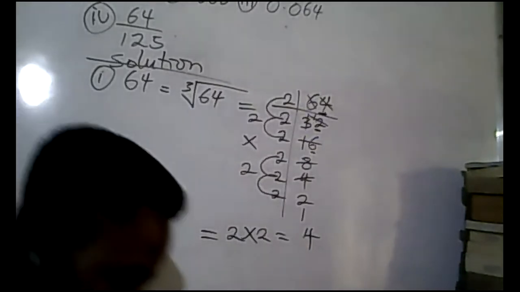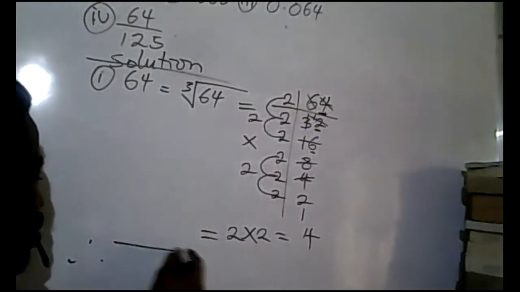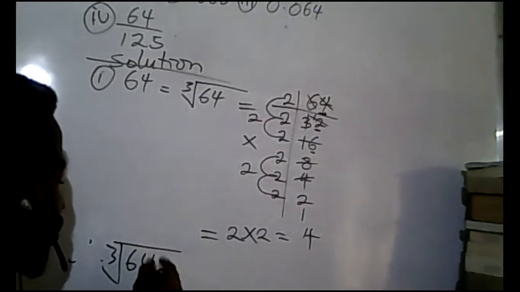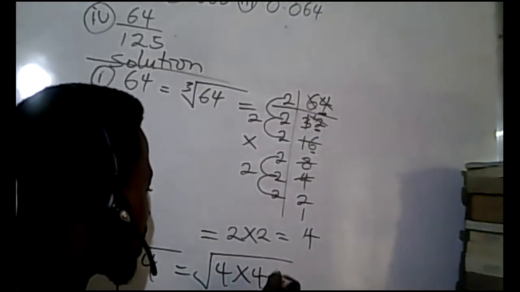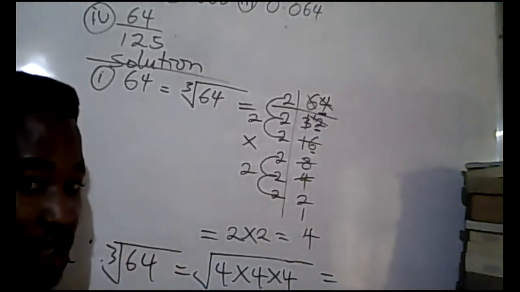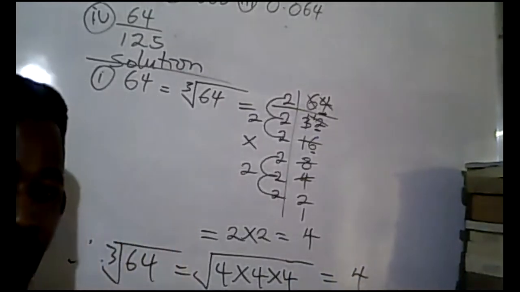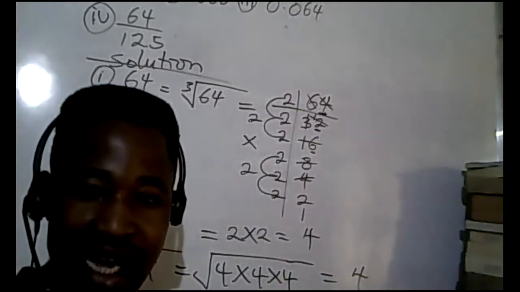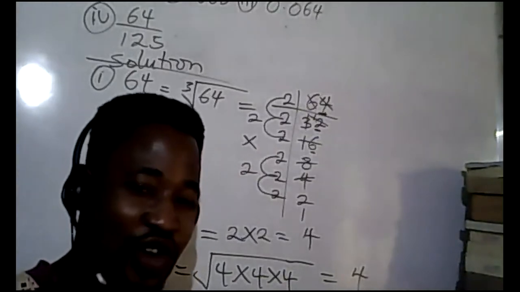Let me not put that there, so that you won't be confused. Therefore, the cube root of 64 is 4 times 4 times 4. So you are picking one of these multiplications. You are picking one of these. Therefore, the answer is 4. I hope that is clear. It's that easy and simple. Did you get that? All right. Well done. Bravo to you.